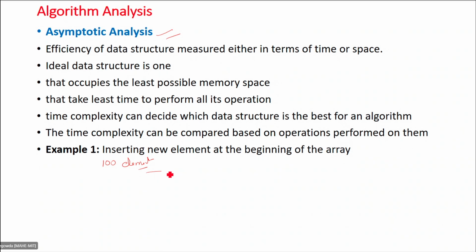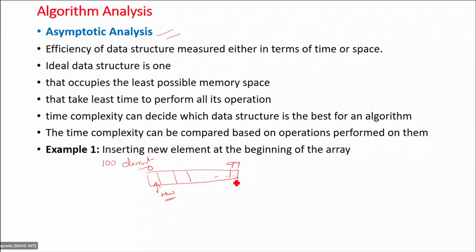We want to insert a new element at the beginning of the array. Say, for example, this is our array, which has subscript values from 0 to 99, and I want to insert the new element at this point. In order to insert the new element, you need to perform a shifting operation here. This is going to become a very tedious task, as we need to shift the elements towards the right, and we will add the new element at the start of the array.